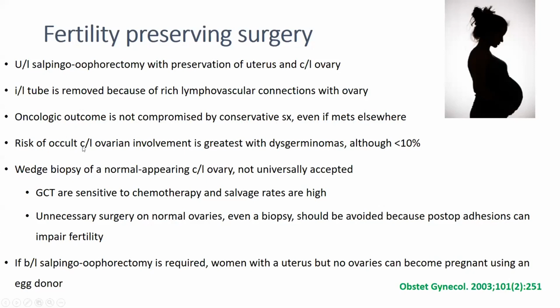As in germinoma, where we know there is a slight possibility of bilateral tumor in 15 to 20% of patients, some surgeons advocate wedge biopsy of the normal appearing contralateral ovary, but this approach is not universally accepted, because we know germ cell tumors are very sensitive to chemotherapy, and if at all there is disease, it will be salvaged using chemotherapy. Any unnecessary surgery on normal tissue, even a biopsy, will lead to post-operative adhesions, and it can impair fertility in the future.